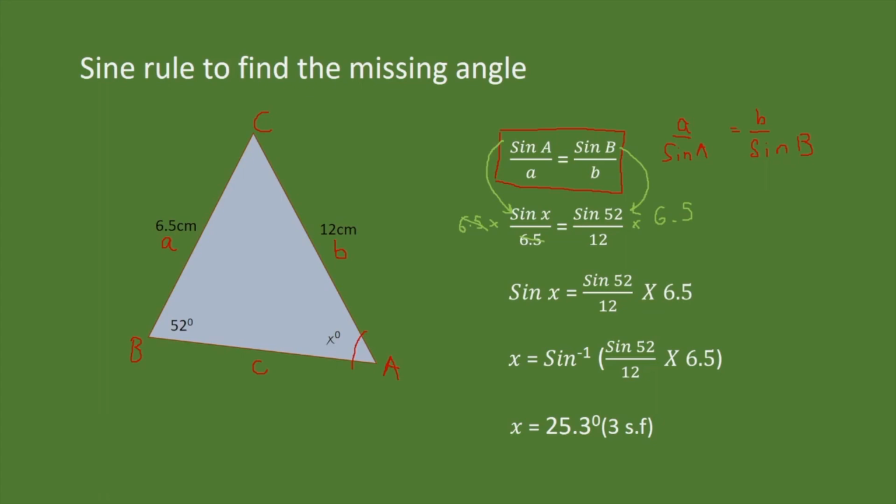And I need to make x the subject. I remove sine, I move it to the other side as sine inverse. So we find the value of sine inverse of sine 52 over 12 times 6.5. I carefully use the calculator. I feed sine 52 over 12 times 6.5 and then I find the inverse of the answer, which I get x is equal to 25.3. So the answer is 25.3 in 3 significant figures.